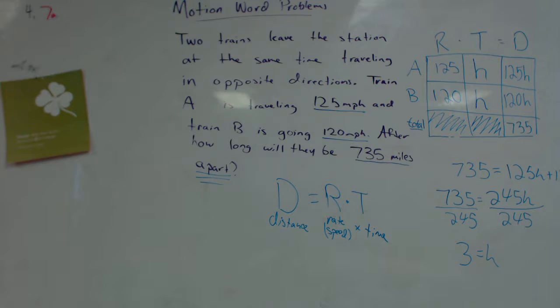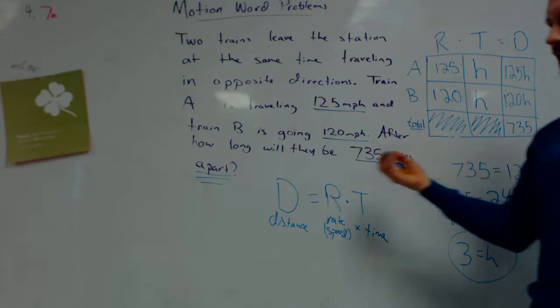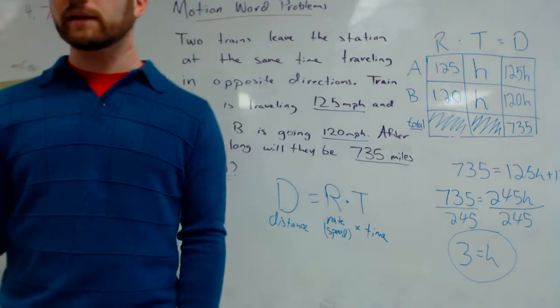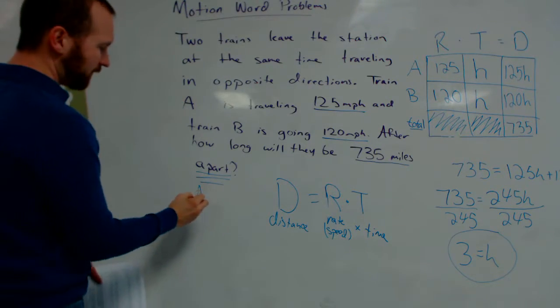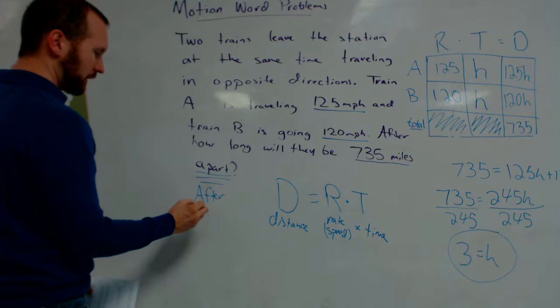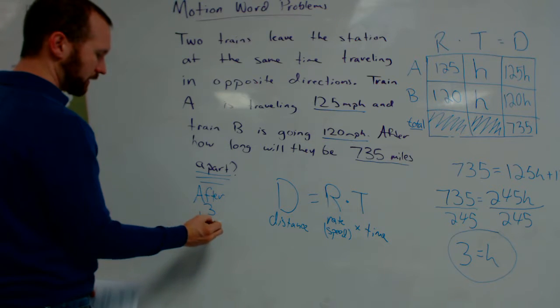We can always check our work. We could say, okay, 735 divided by 245 on my calculator, it's 3. H equals 3. Okay, that's an answer, but it's not a very good answer, right? They said, after how long will they be 735 miles apart? 3 hours? Yeah, after 3 hours. So I want to answer this sentence with an answer that actually makes sense. So my final answer would be something like this. After 3 hours.